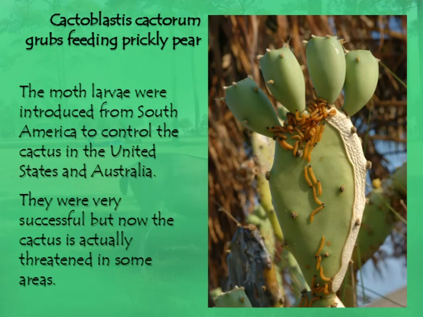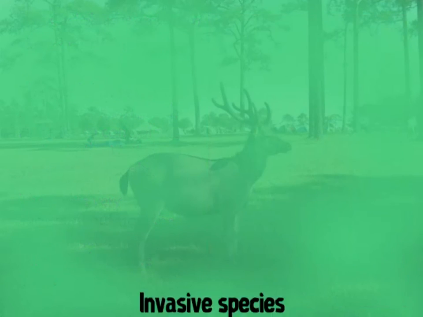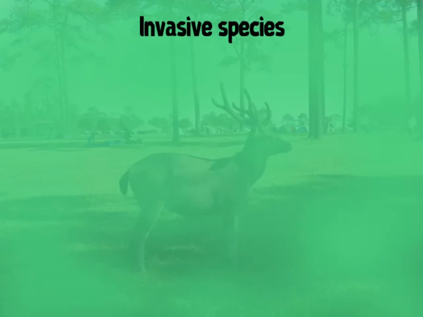And the moth larvae were introduced from South America to control the cactus in the United States too, and Australia. And they were very successful, but in some areas, such as Florida, the cactus is actually now threatened by the moth. They have eaten it almost to extinction in those areas. So this takes us nicely on to the subject of invasive species.